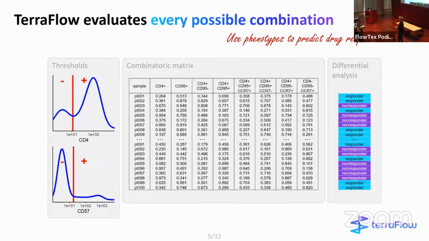The first step is to define a threshold for each marker. So if the data is bimodal like CD4, we put a threshold down the middle and define a positive gate and a negative gate. If the data is unimodal like PD1, we put a threshold on the right shoulder, and again, we define a positive gate and a negative gate.